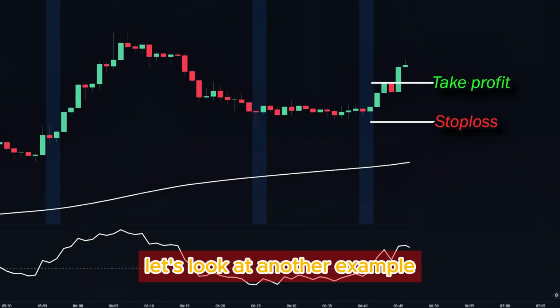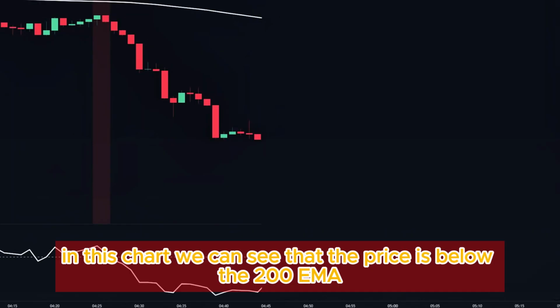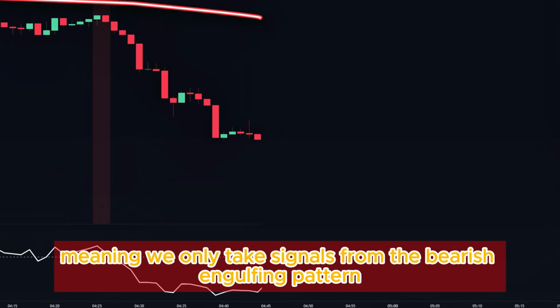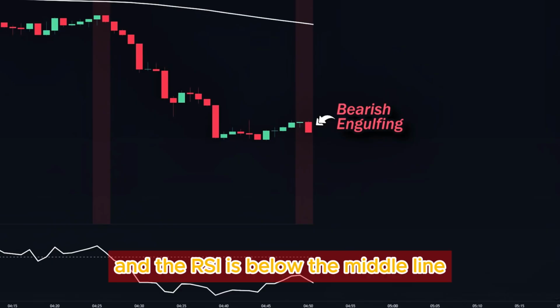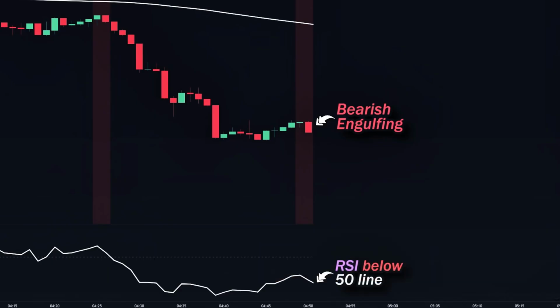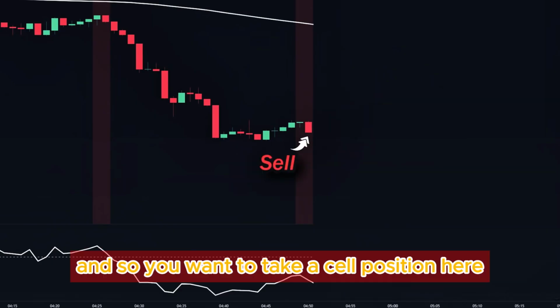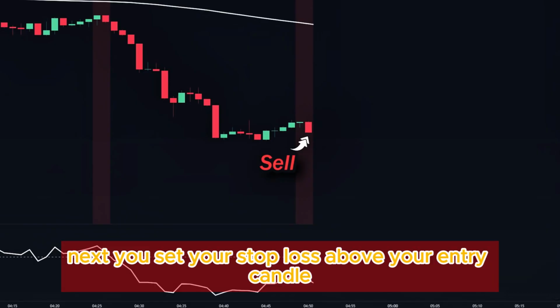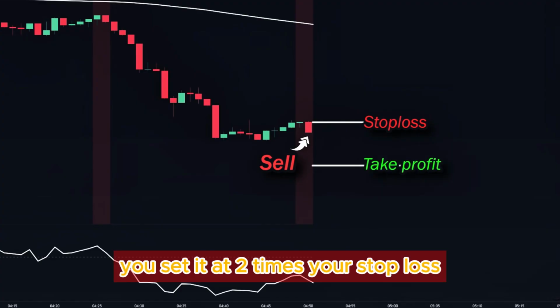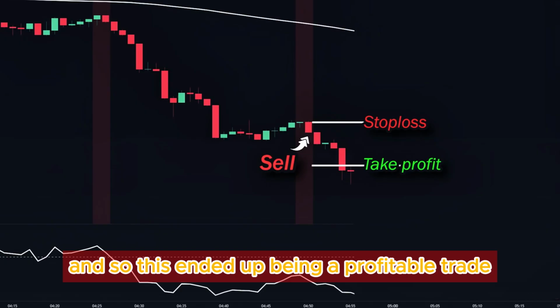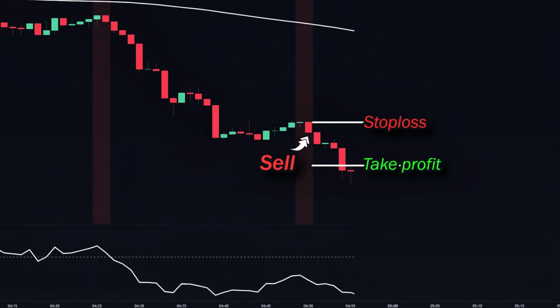Let's look at another example. In this chart, we can see that the price is below the 200 EMA, meaning we only take signals from the bearish engulfing pattern. Then, we can spot that a bearish engulfing pattern is formed, and the RSI is below the middle line. And so you want to take a sell position here. Next, you set your stop loss above your entry candle, and for your profit target, you set it at 2 times your stop loss. And so this ended up being a profitable trade.